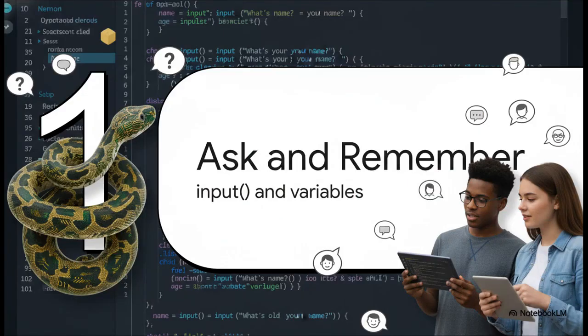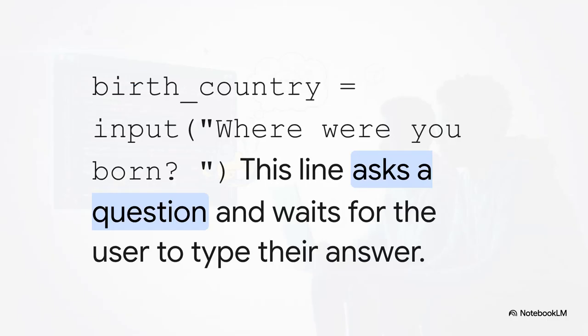Okay, first up, ask and remember. A conversation's got to start somewhere, right? A program needs to be able to do two things, ask a question and then actually remember what you said. Let's look at the tools for that, starting with input. This first line of code is everything.